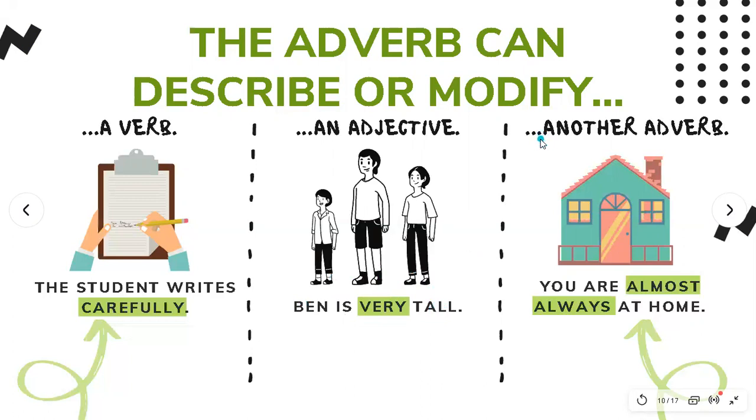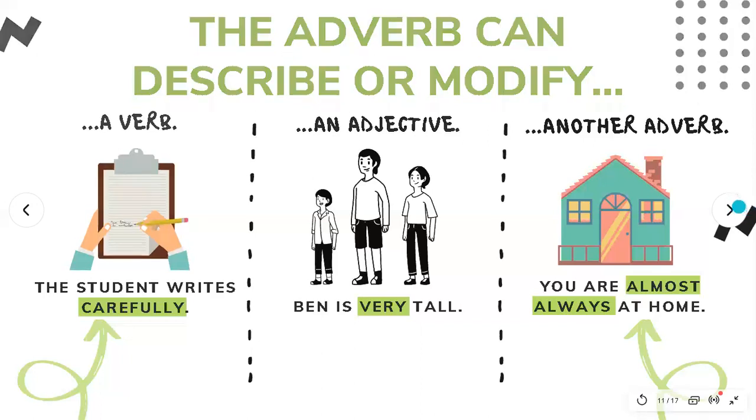What about the last one? It can describe or modify another adverb. Entonces acá tenemos you are almost always at home. Tú estás casi siempre en casa. Y aquí tengo mi adverbio siempre, ¿no es cierto? Que nos indica una frecuencia, un tiempo. So, you are always at home. Pero no solamente estás siempre en casa, sino que estás casi siempre en casa. So, here, one adverb, un adverbio que es almost, está modificando a otro adverbio, que es always. So, that's what adverbs can do.